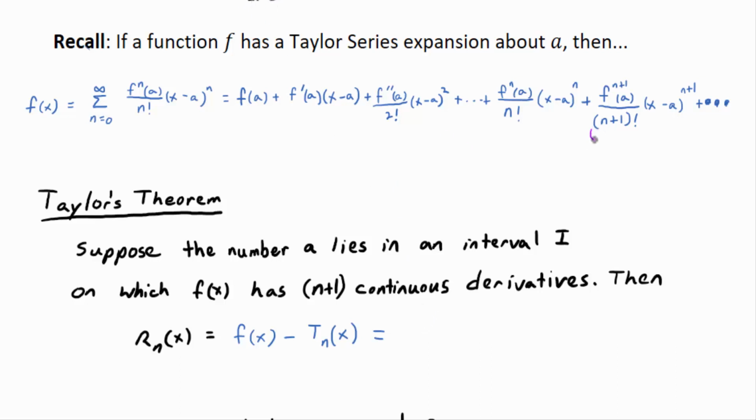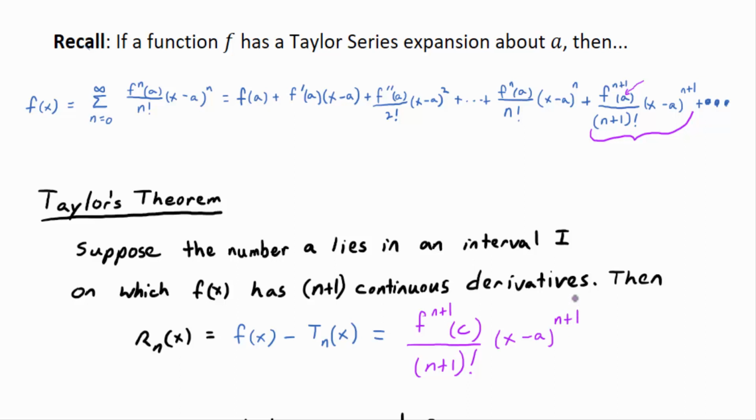It looks like this, the n plus first term, except you put in a c where that a is. That's how you can remember it. So it's the n plus first derivative evaluated, I'll tell you what c is in a second, evaluated at c, divided by n plus 1 factorial, times x minus a to the n plus 1.